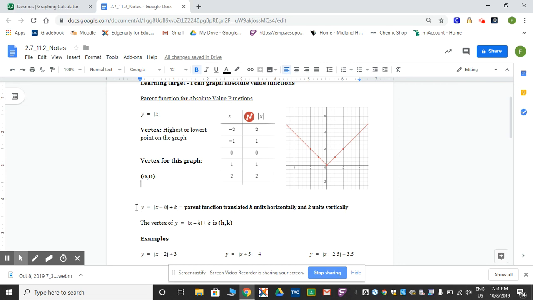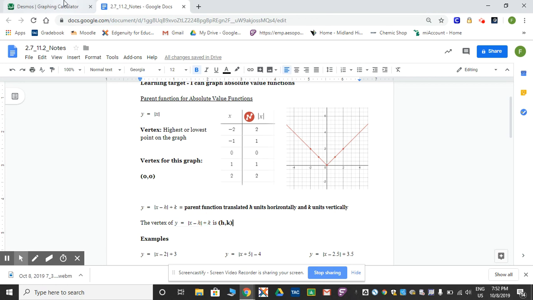If I have an absolute value function that looks like y equals absolute value of x minus h, plus k, the vertex is going to be h comma k. This is pretty important. If a function looks like this, your vertex will be at h comma k. So h is the number being subtracted from x, and k is what's being added at the end, or it can be subtracted. We'll see a couple examples of that.